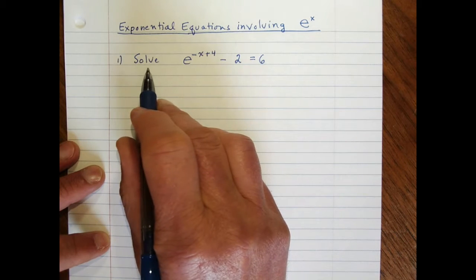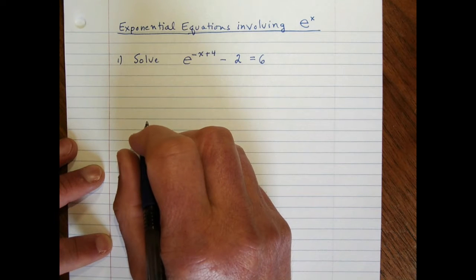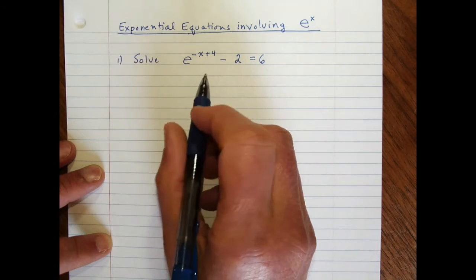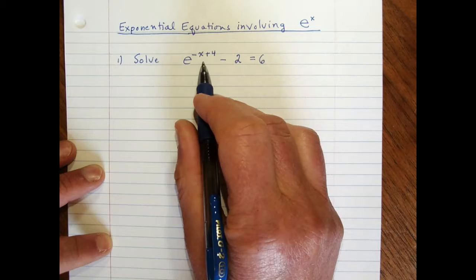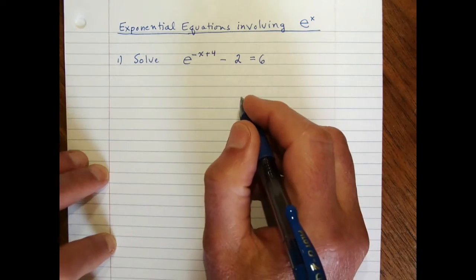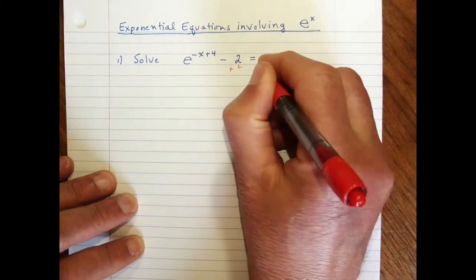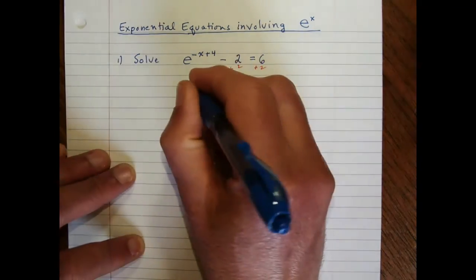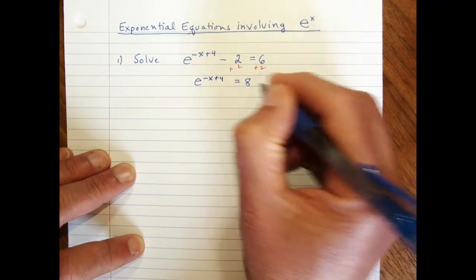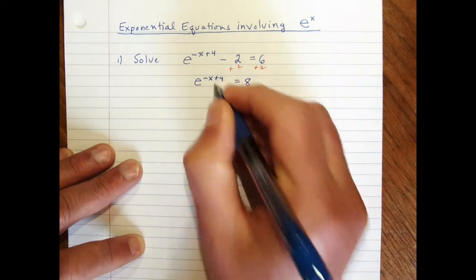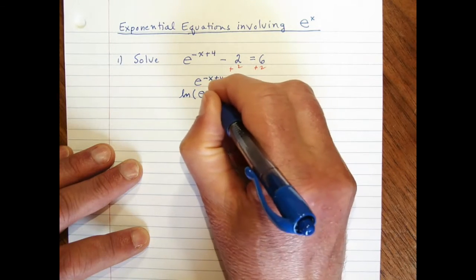If you look at this first example, solve e to the minus x plus 4, minus 2, equals 6. We're still going to use the same approach, method 2, where we want to isolate the exponential expression. So I'm going to add 2 to both sides here, and I get e to the minus x plus 4 equals 8. Now I have the exponential isolated, so I can take ln of both sides.